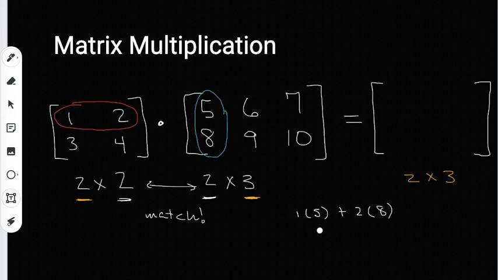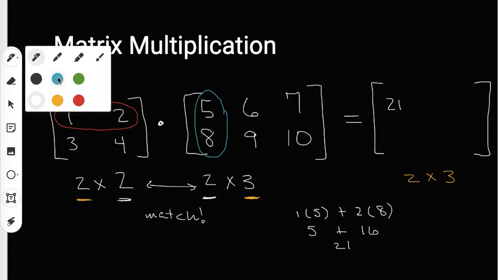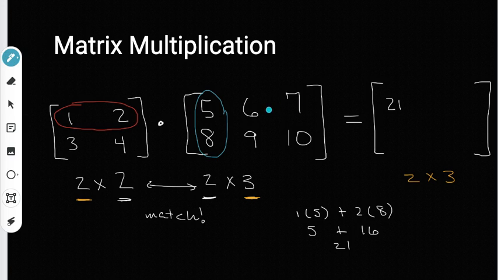Now when I work this out, I know that 1 times 5 is 5. I know that 2 times 8 is 16. And when I add up 5 and 16, I'm going to get 21. So that's my first number, 21. Next, I'm going to circle my second column, 6 and 9. And I'm going to cross out the first column that I circled. So now we're going to multiply this first row by this second column.